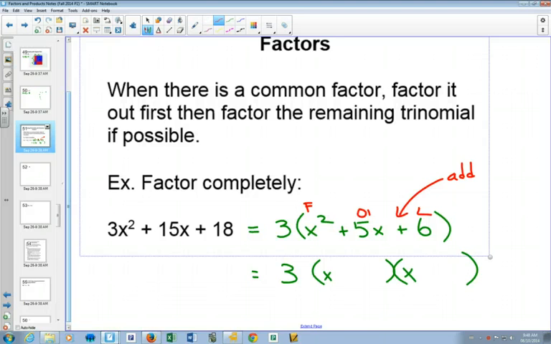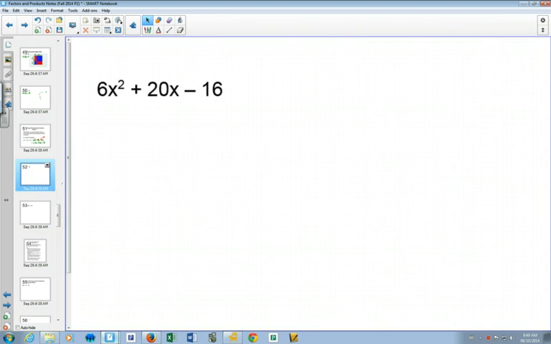Of course, if you don't remember that as a hint, you can put 2 numbers down. Probably you would guess 2 and 3 first. Most people guess 2 and 3 before 1 and 6. So if you try 2 and 3, to get positive 6 and a positive 5, they both have to be adding. Do a quick FOIL. Does it work? Is the outside and inside 5x? Yes. So this is factored completely. We had to first take out the common factor, and then we were left with a trinomial that we could factor further. Here's another one for you to try.